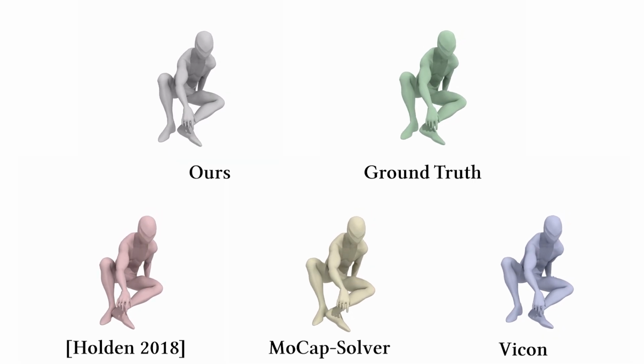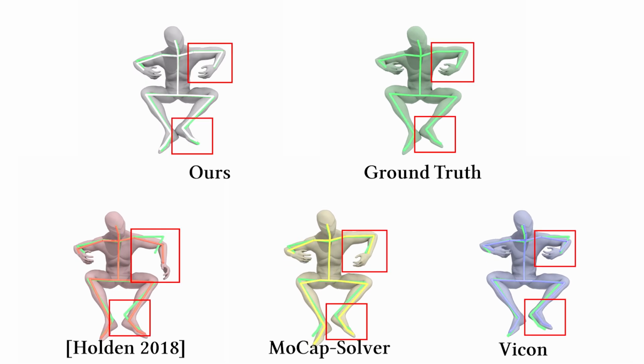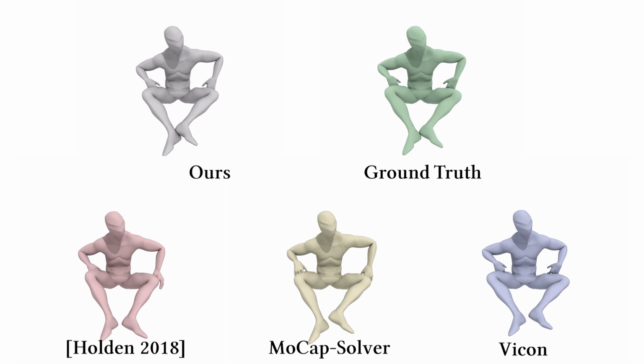Optimization-based methods, such as Vicon, lack the learned prior knowledge for the occluded markers and motions, which fails to accurately solve motions when large numbers of markers are occluded simultaneously.